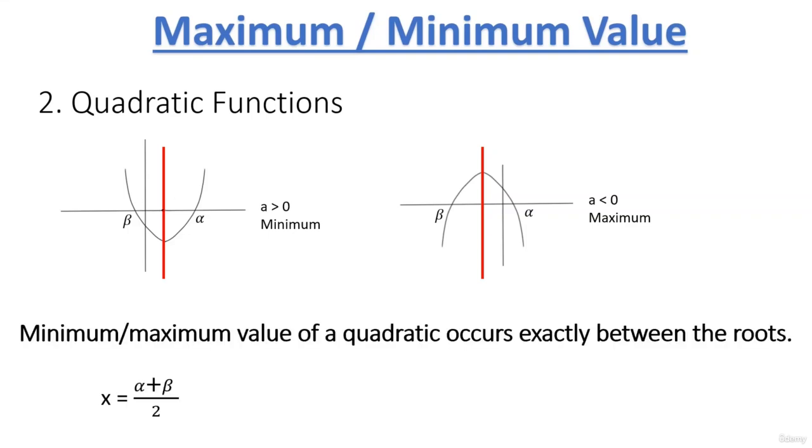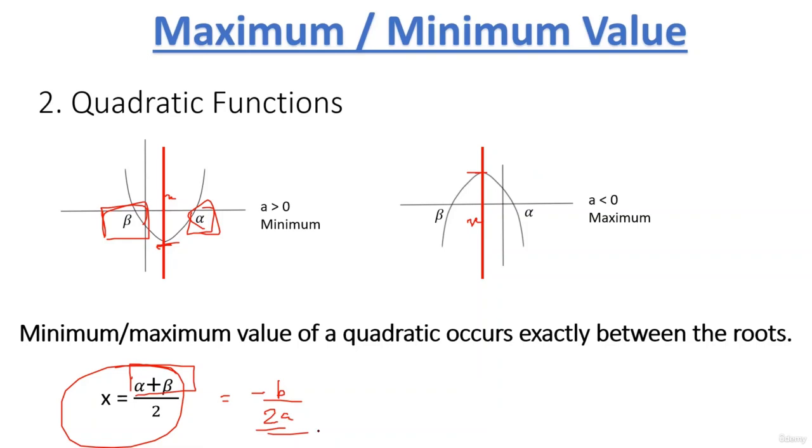Look, here also it is exactly between the roots, here also it is exactly between the roots, right? So guys, to find the value of x where the graph is maximum or minimum, it is the midpoint of alpha and beta. How do we find the midpoint? Alpha plus beta divided by 2. But guys, for a quadratic equation, we know that alpha plus beta is nothing but minus b by a. So alpha plus beta upon 2 becomes what? Minus b by 2a, right?